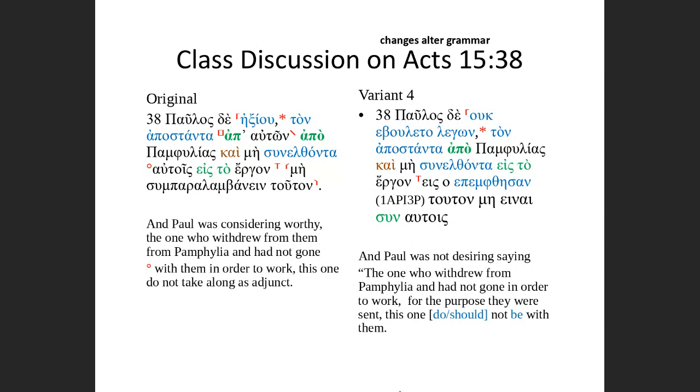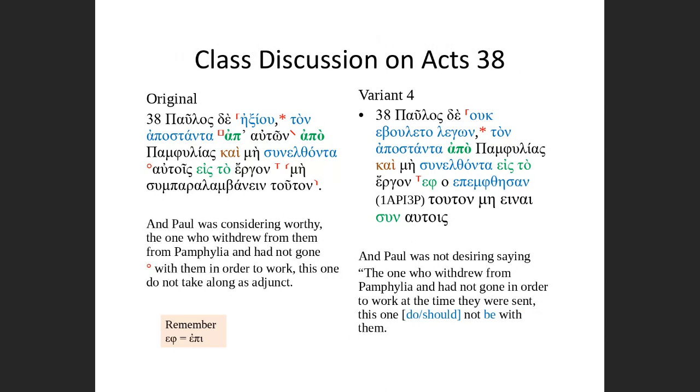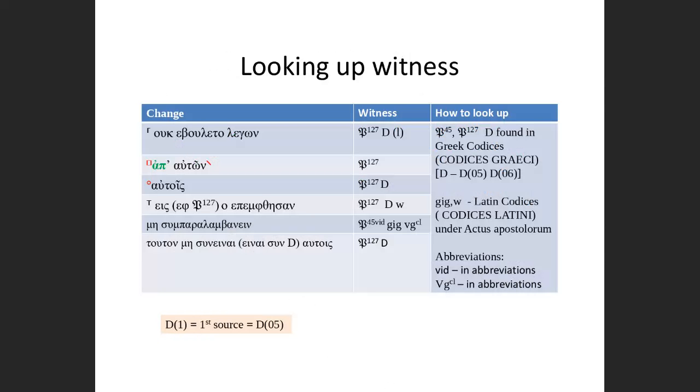The question is, why do we care? Well, perhaps you want to recall that in one Paul's not desiring it, and the other Paul is not considering him worthy. And so he said Paul was not considering worthy the one who withdrew from them from Pamphylia and had not gone with them in order to work, this one to take along as an adjunct. So you see the emphasis in tone. The question is, which is closer to Paul and what you think should happen?